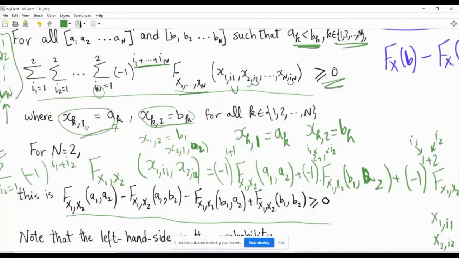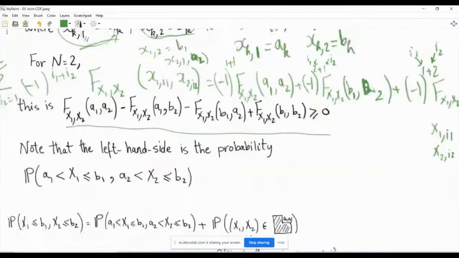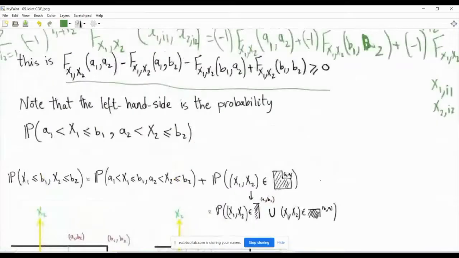What is this thing? In the next lecture, we will show that actually this is a probability, and it is not a difficult probability. It is the probability of this event here: that x1 is living between a1 and b1, and that x2 is living between a2 and b2, right? So if this thing is a probability, it should be non-negative, right? Otherwise, we'll have a negative probability.